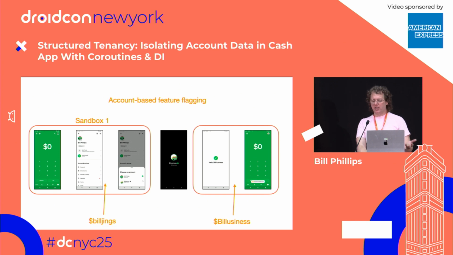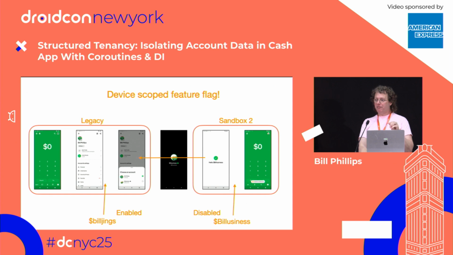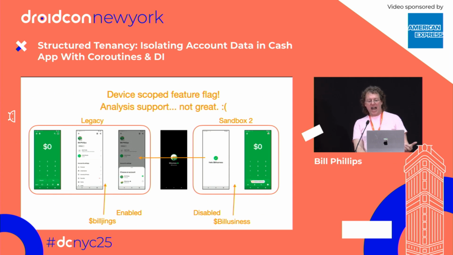And the reason why is, say you're going through this account switch workflow, right? And say that Bill Jings is getting the enabled flag and Bill Isness is getting the disabled flag. Well, when I go this way, I'm gonna get sandboxed, but when I flip it around, I'm gonna go back into legacy. So it's kind of impossible to analyze what's going on with the experiment. So we have to use a device scoped feature flag, use our app token that we vend out, right? And this is unfortunate for us because for cache, our analysis support for this is really not as good as what we had for our account scoped feature flags.